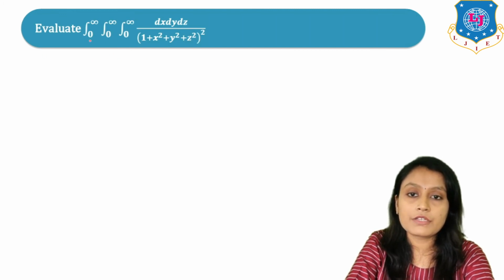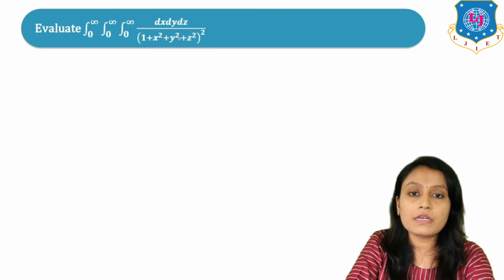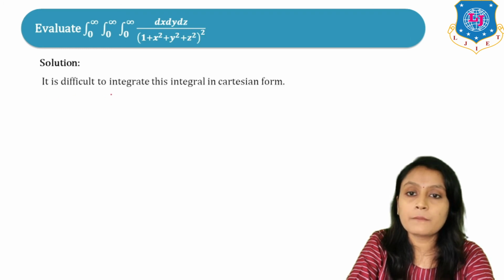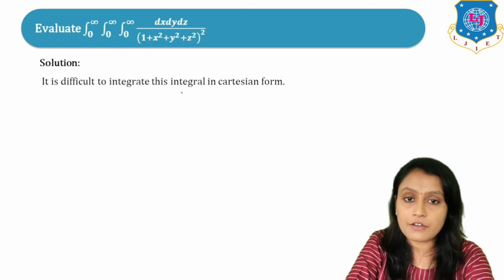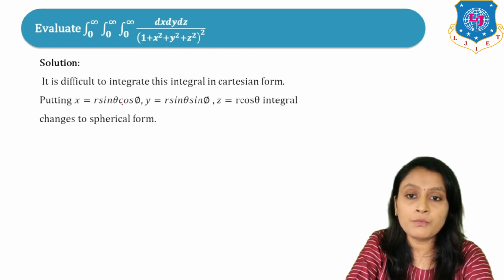Evaluate this triple integral from 0 to infinity, 0 to infinity, 0 to infinity, dx dy dz upon (1 plus x square plus y square plus z square) whole square. Okay, so let's begin with the solution. Now it is difficult to evaluate this integral in Cartesian form, right? So for that we will convert it into spherical form.